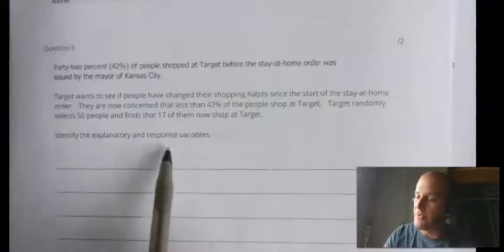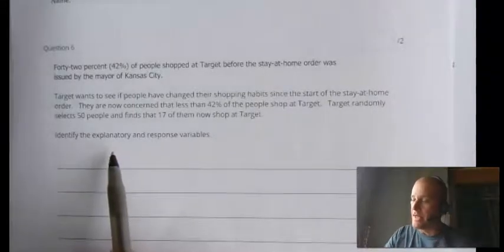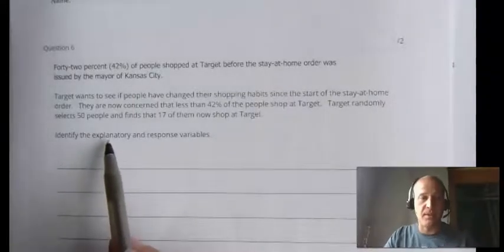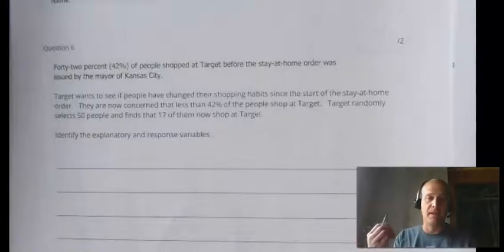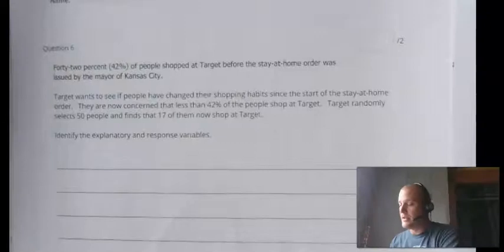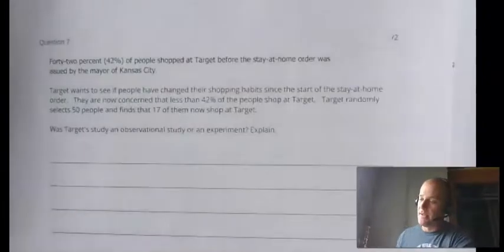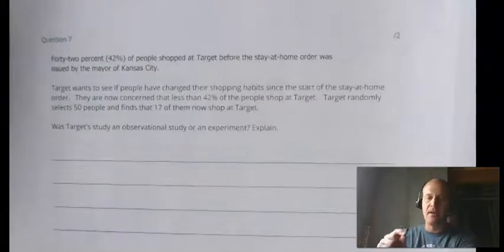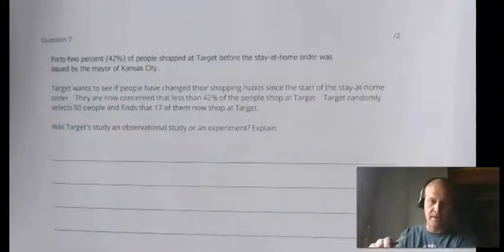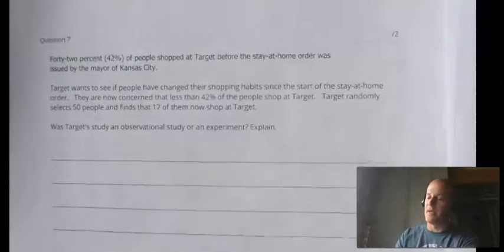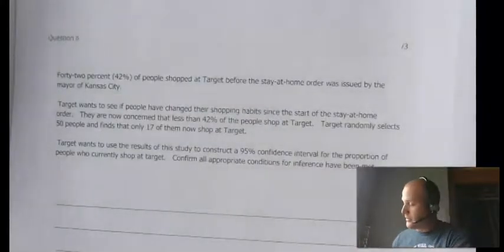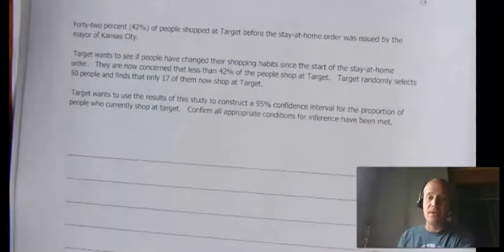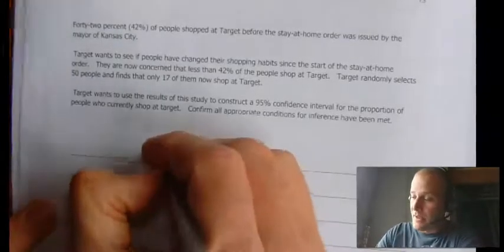The explanatory and response: they're running an observational study. The explanatory is simply whether or not there's a stay-at-home order, and the response is the percentage of Target shoppers. This is an observational study, and to be specific, they do not apply a treatment. Okay, so then we have the conditions, those conditions that I just described with the sampling distribution.